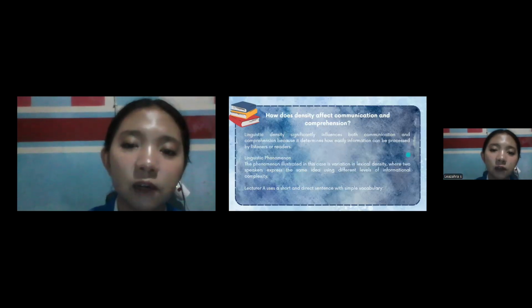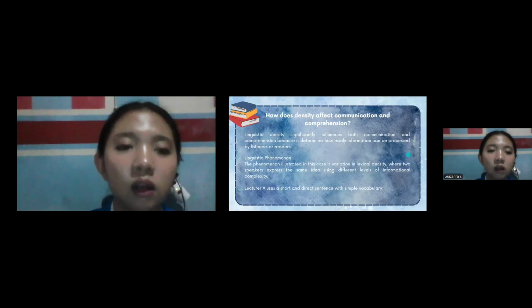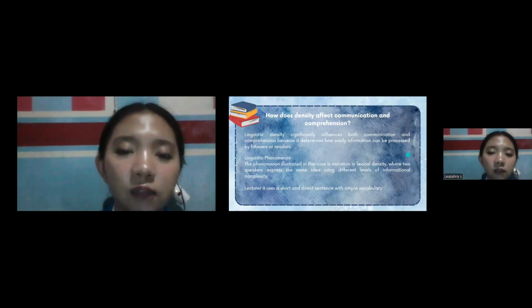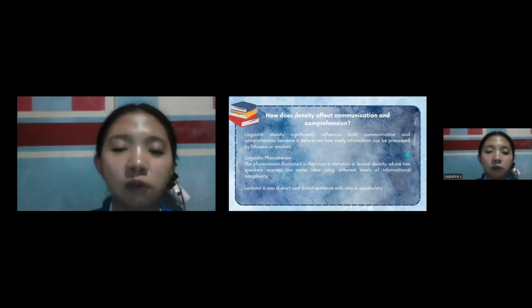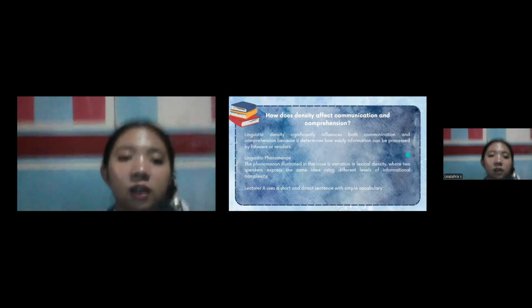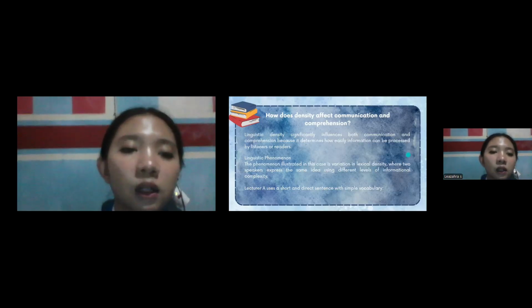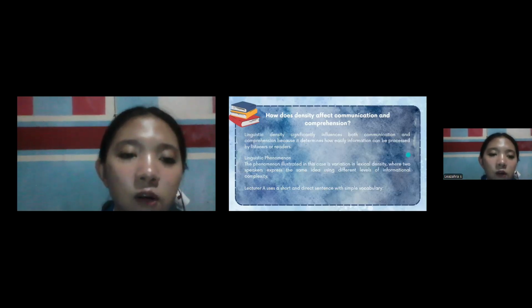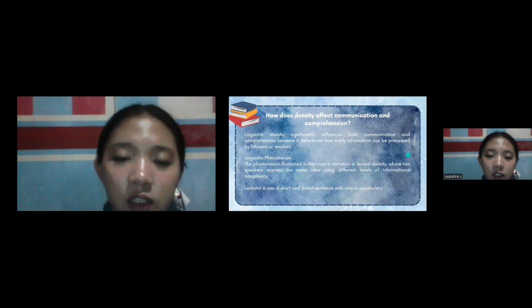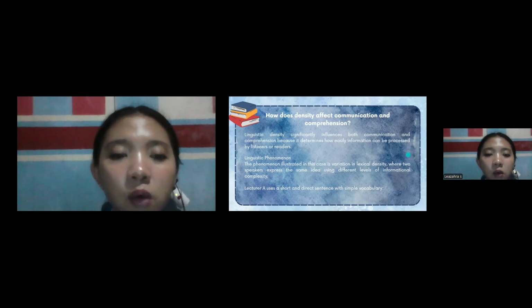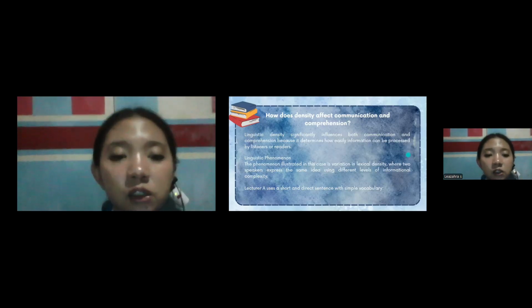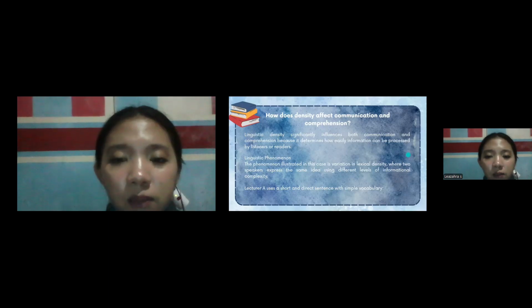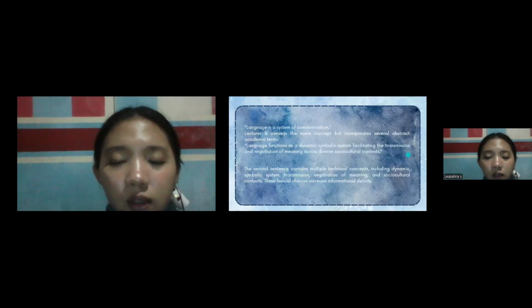How does density affect communication and comprehension? Linguistic density significantly influences both communication and comprehension because it determines how easily information can be processed by listeners or readers. Linguistic phenomenon: the phenomenon illustrated in this case is variation in lexical density, where two speakers express the same idea using different levels of informational complexity. Lecturer A uses a short and direct sentence with a simple vocabulary.